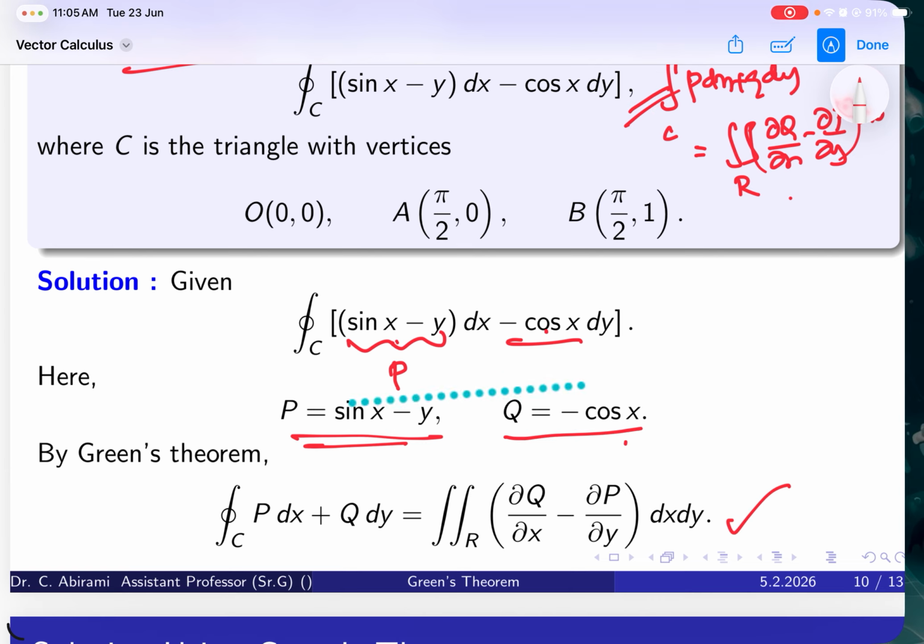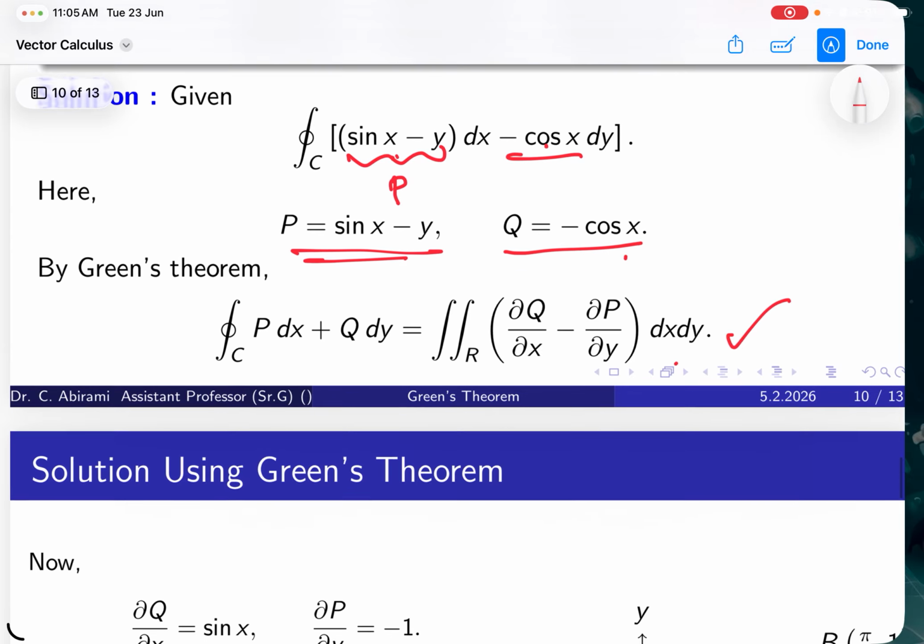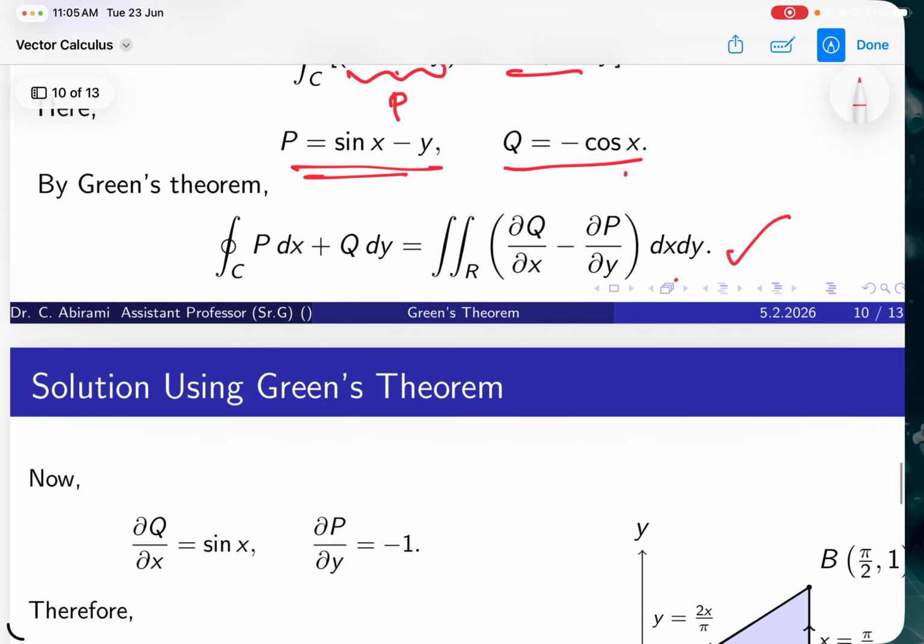Using this, we are going to use Green's theorem. So the left hand side will be equivalent to the right hand side. So no need to evaluate the line integral. You can directly evaluate a double integration that will give the line integral value, because these two are equal. So you can compute dou q by dou x. What is dou q by dou x? Differentiate q partially with respect to x. The differential of sine is cos, the differential of cos is minus sine. So minus into minus is plus.